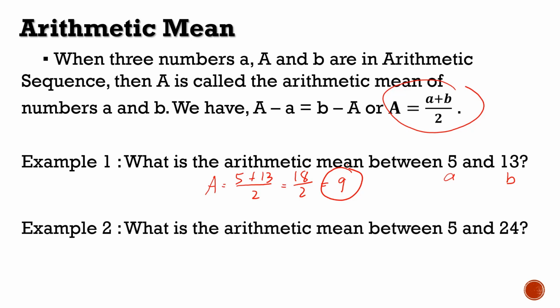Let's have another example. What is the arithmetic mean between 5 and 24? Similar procedure. We have (5 plus 24) over 2. 5 plus 24 is 29, divided by 2 is equal to 14.5.